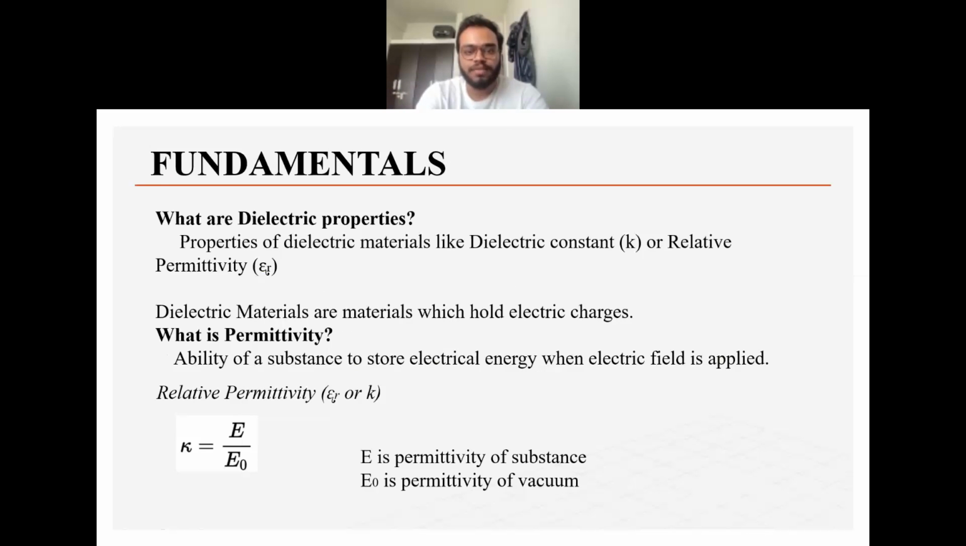And let's talk about some fundamentals related to our topic. So, what are dielectric materials? Dielectric materials are the materials which hold electrical charges. The properties of these dielectric materials are known as dielectric properties, and these are the dielectric constant or relative permittivity. So, what is permittivity? Permittivity is the ability of a substance to store electrical energy when an external electric field is applied. The relative permittivity is the ratio of the permittivity of the substance to the permittivity of vacuum.